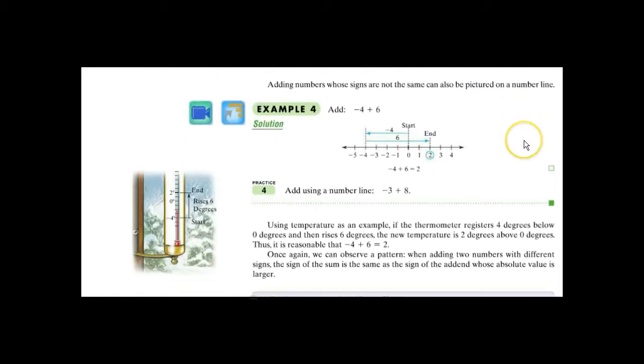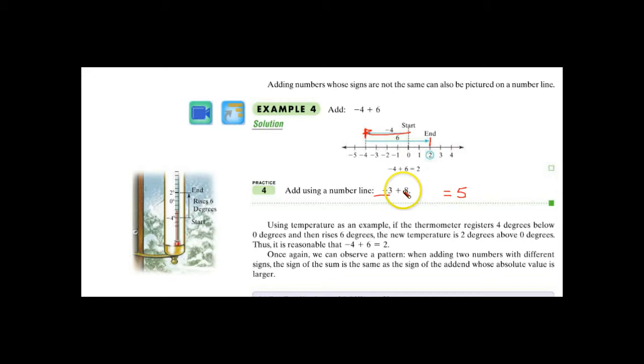Now, here's where it gets a little bit tricky, but watch, they're using a number line to show you this. Here we're adding a -4 and a +6. So to start, we go from 0 to -4. And then from -4, we're going to go 6, and we end up at 2. And here we would go -3 and then 8. This would end up with a 5 here.